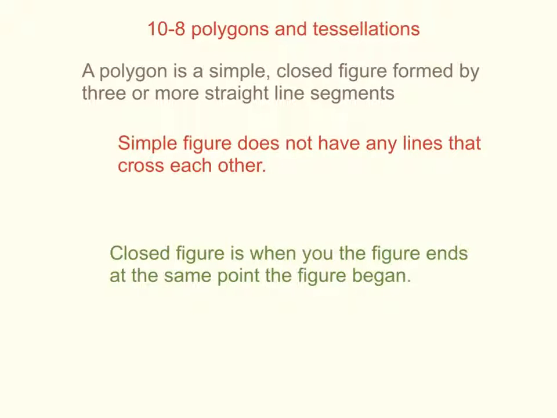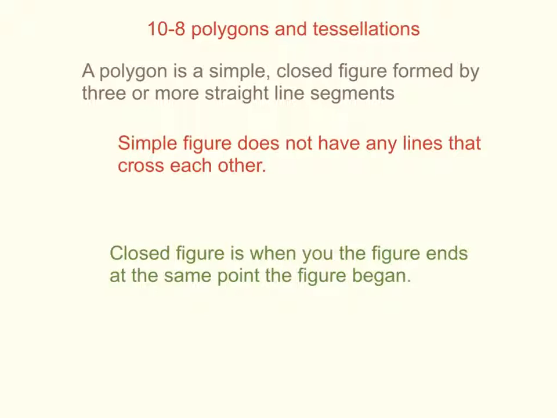Lesson 10-8, Polygons and Tessellations. A polygon is a simple closed figure that is formed by 3 or more line segments. So if we have 3 or more lines that are connected together and closed, this is considered a polygon.